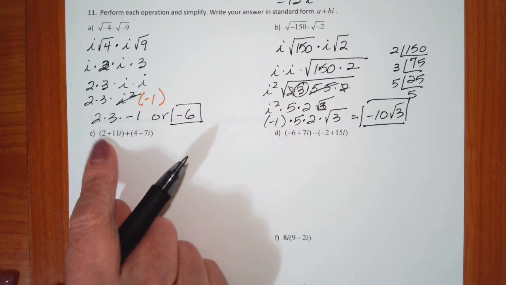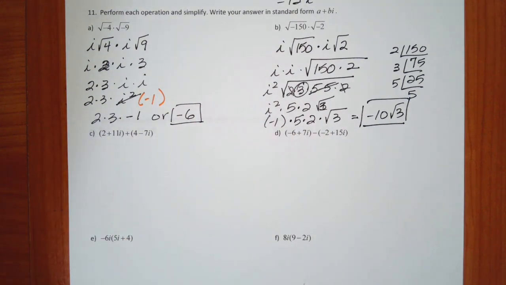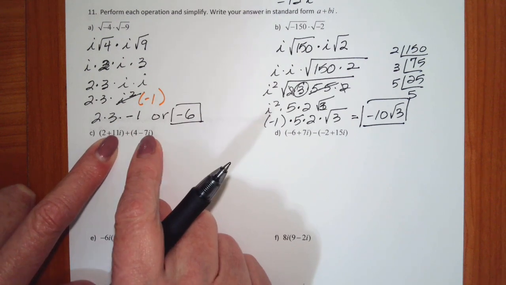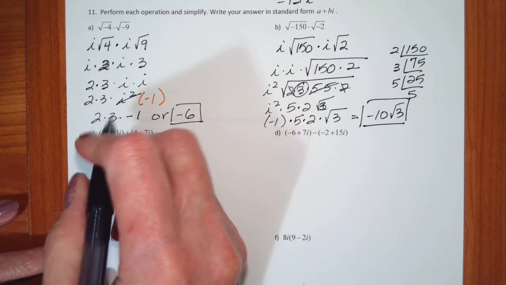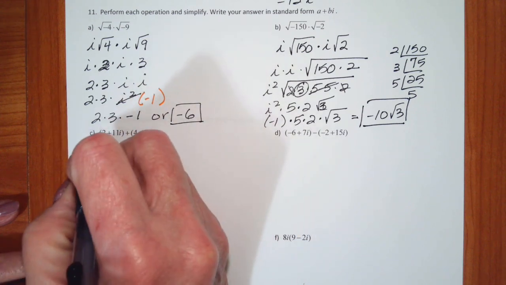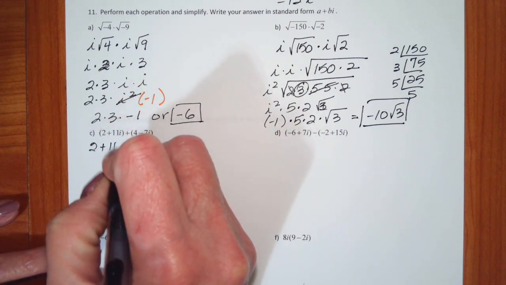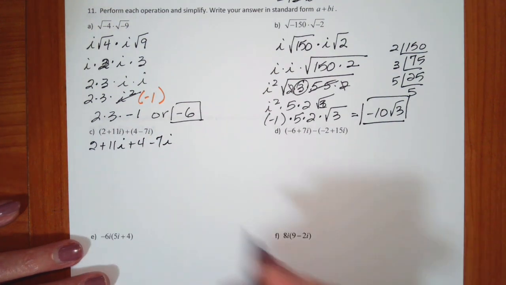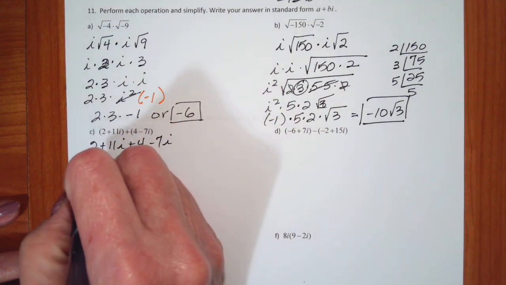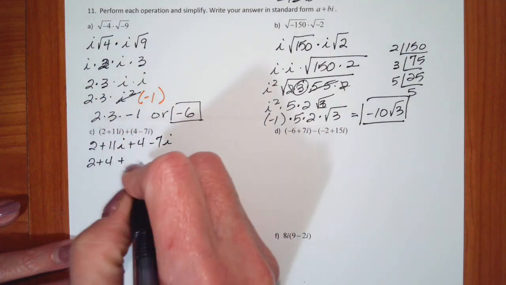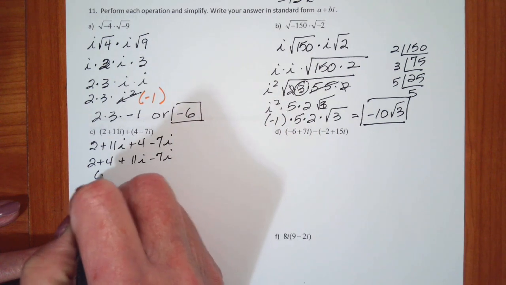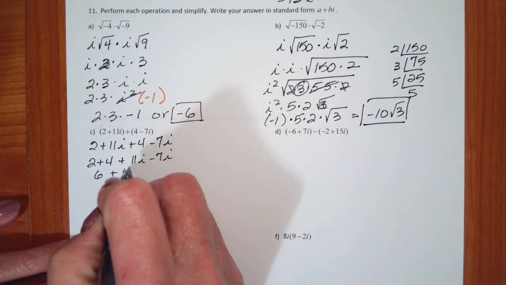If I'm adding, just think about it as combining like terms. I'm going to add the real components together, and I'm going to add the imaginary components together. So I can just reorder this since it's plus. I can just write this as 2 plus 11i plus 4 minus 7i. I'm going to group the real part together and the imaginary part together, which gives me 6 plus 4i.